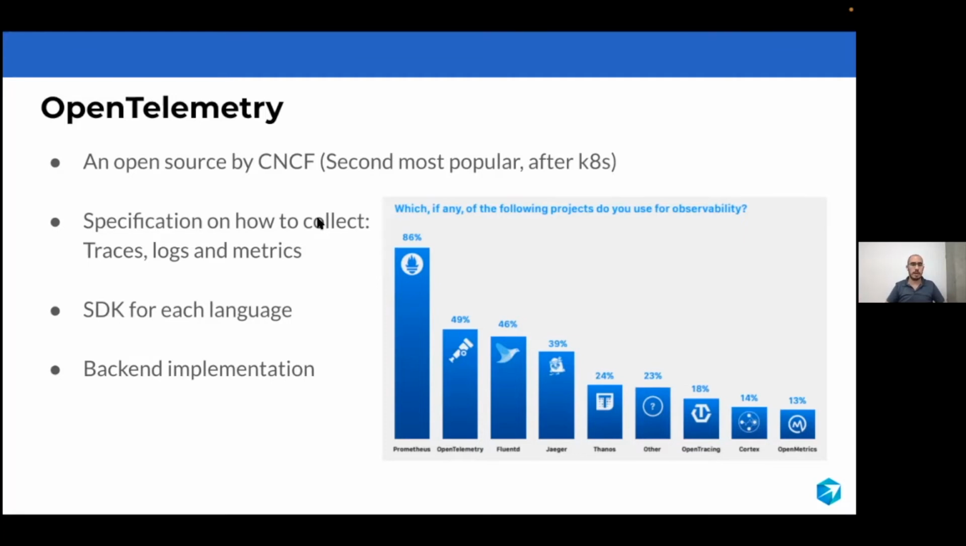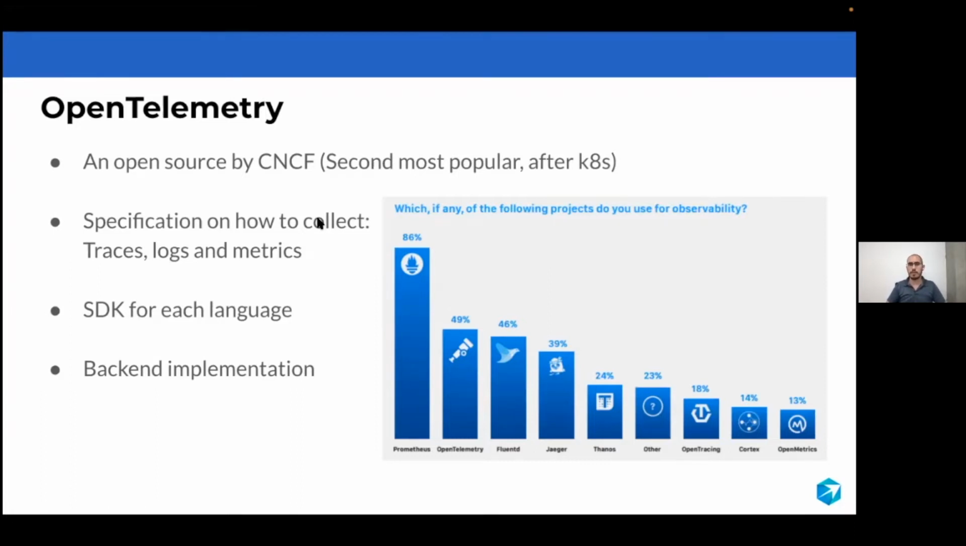So what does this project do? At the base of it, it's a specification, the same as you have a specification for HTTP 1 and HTTP 2. So this is at first a specification that specifies how you should collect traces, logs, and metrics. So OpenTelemetry is not only about traces, it's also about logs and metrics. It's definitely most known for traces, but it can also and should collect metrics and logs as well.